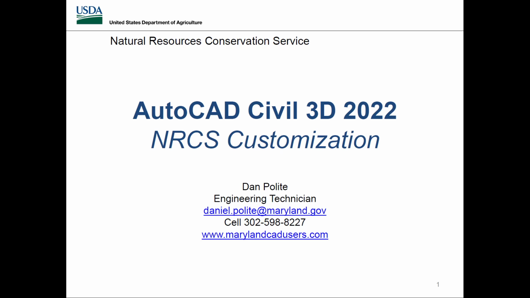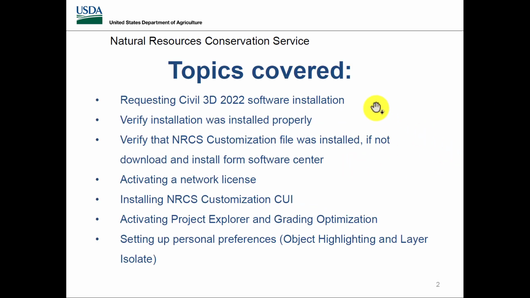This training will go over AutoCAD Civil 3D 2022 NRCS Customization. Topics covered: requesting Civil 3D 2022 software installation, verifying the installation was installed properly, verifying that the NRCS customization file was installed, and if not, how to download it and install it from the Software Center, activating a network license, installing NRCS customization CUI, activating Project Explorer and grading optimization, and setting up some personal preferences.